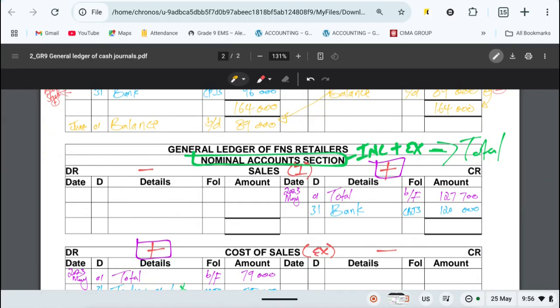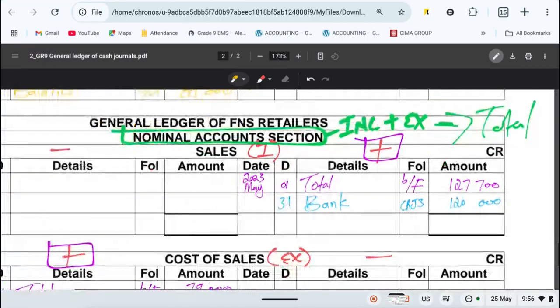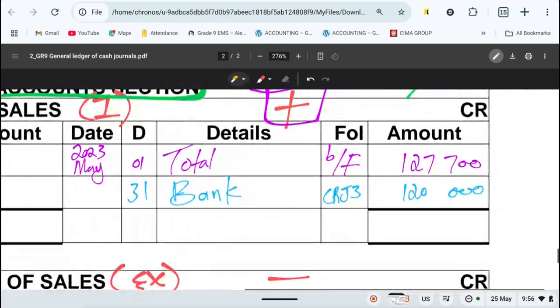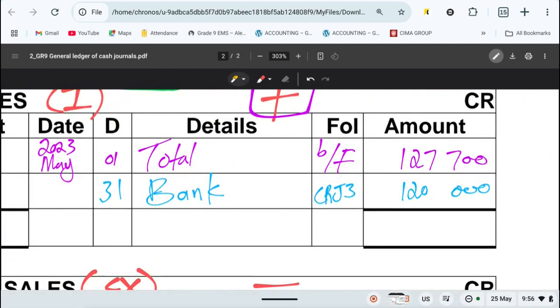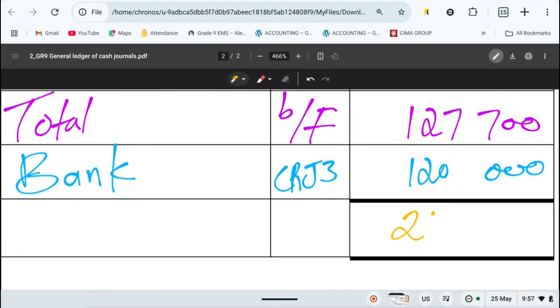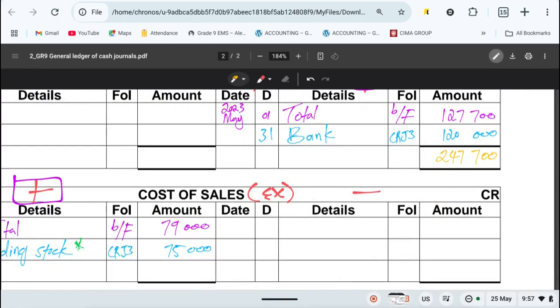And then how we close nominal accounts is different, because we are only looking for the total. It's not a balance sheet, it's a total account. Those are your total accounts. You want the total on each account, so just add that side. So it's 127,700 plus 120, and then you get 247,700 total each side. So there's nothing on this side, okay?